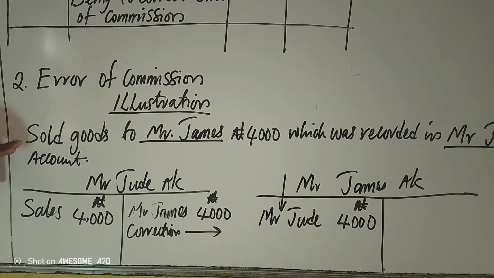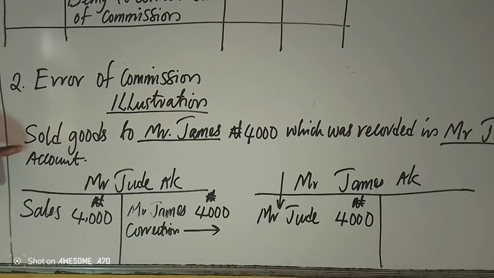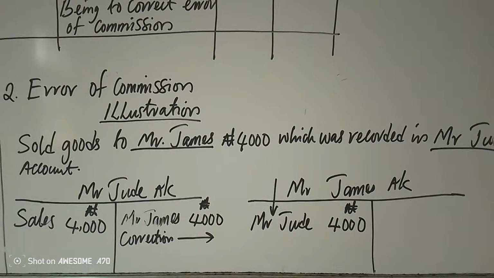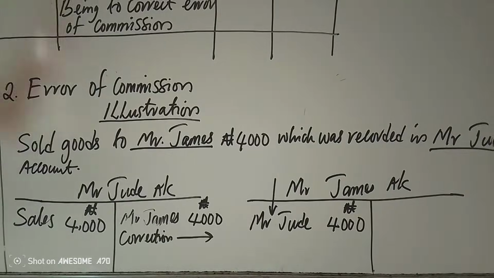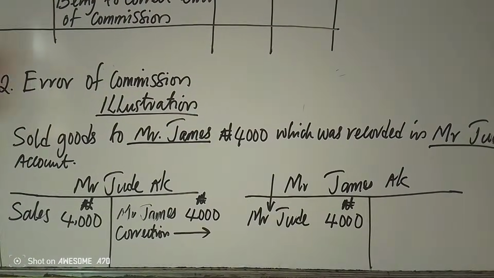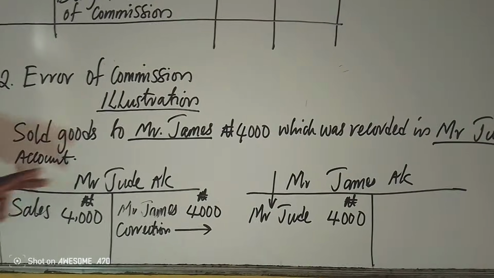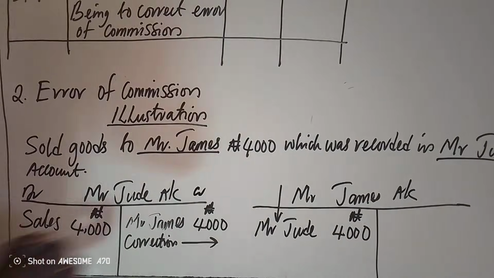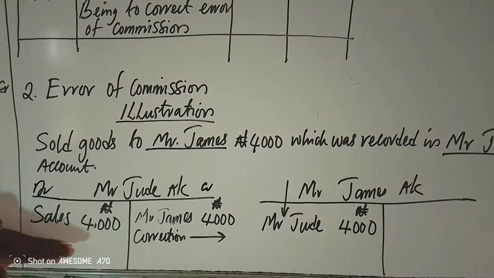You know that all sales are credited. If all sales are credited, then it means the next account will be debited. So in this case, if the sales account was credited in this sale, which was the credit sale, then it means Mr. Jude's account will be debited. So look at the error. This is the exposure of error.